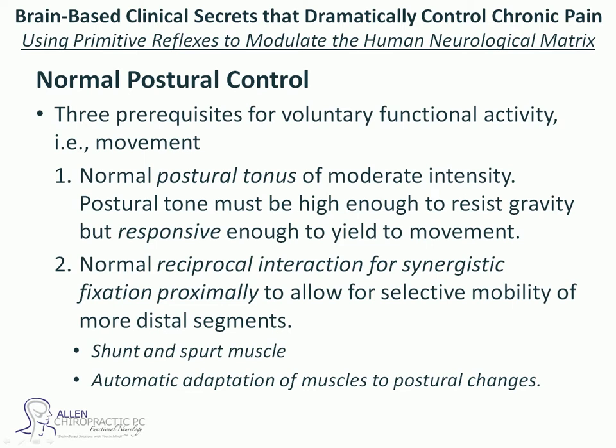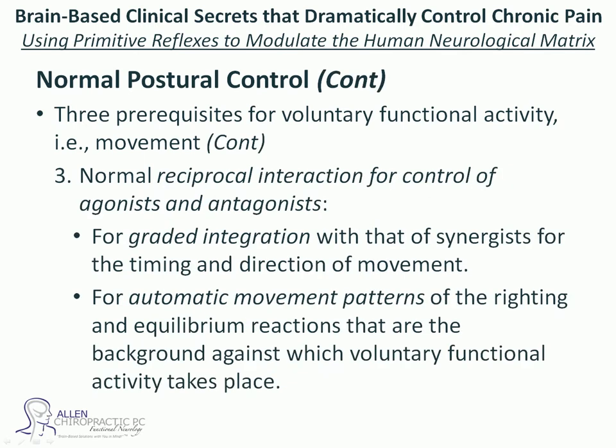And then there's automatic adaptation of muscles to postural changes, like as if to catch your balance, for example. And then number 3, normal reciprocal interaction for control of agonists and antagonists. This is for graded interaction with that of synergists for timing and direction of movement, and then automatic movements for righting and equilibrium reactions, and these are more unconscious responses.